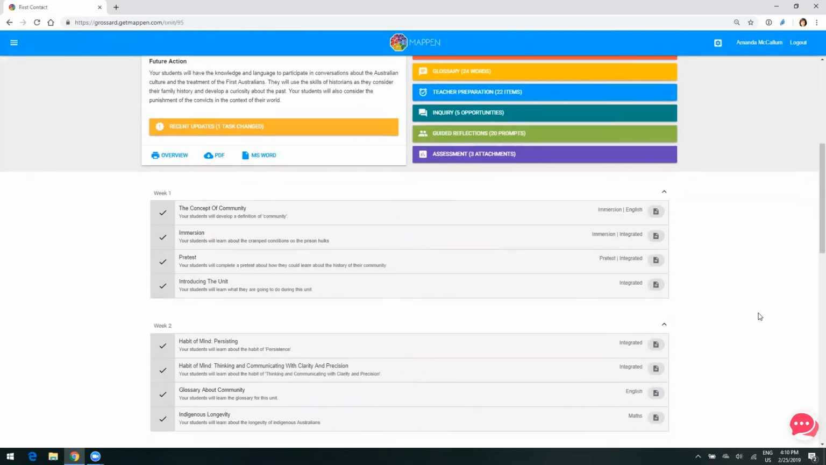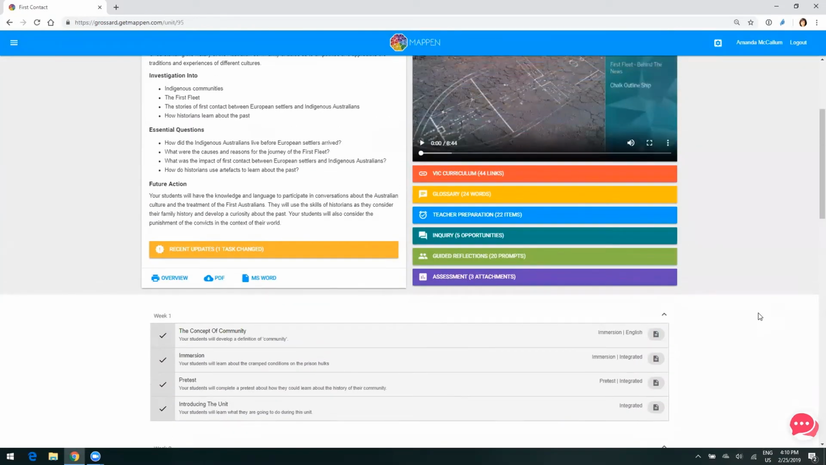If you are a junior school teacher, foundation to year 2, we have tried to limit the number of tasks in any week to between 2 and 3. And if you are in years 3 to 6, where there is more content to be covered, we've tried to limit those tasks to 3 or 4 per week as a maximum. So as a rule of thumb, in foundation to year 2, you're looking at approximately 2 to 3 hours a week for your MAPPEN units. In years 3 to 6, approximately 3 to 4 hours per week.